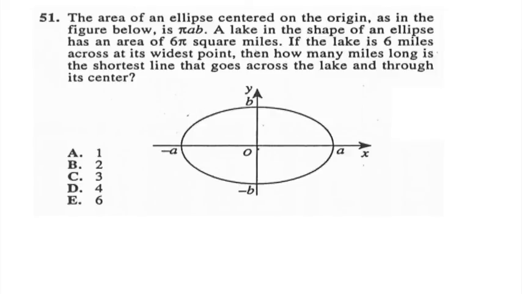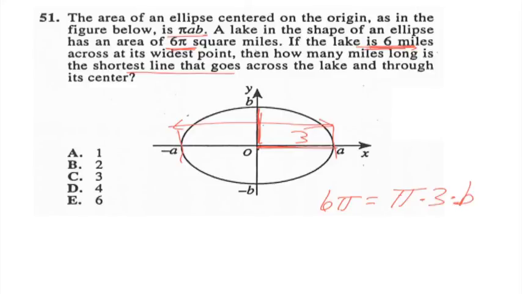51. The area of an ellipse centered on the origin is pi times A times B. The lake in the shape of an ellipse has an area of 6 pi square miles. If the lake is 6 miles across at its widest point, then how many miles is it across the shortest point? So what you're looking at is they've told me that A times B times pi is equal to 6 pi. So I've got 6 pi is equal to this. Well, if I know that A is 3, see, it told me the lake is 6 miles long. That means it's 6 miles from here to here, which means it's 3 for A. So I know that it is going to be equal to pi times 3 times B.